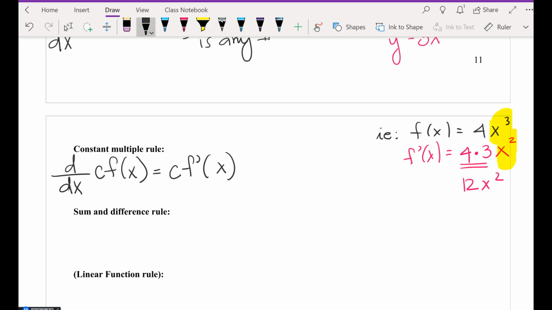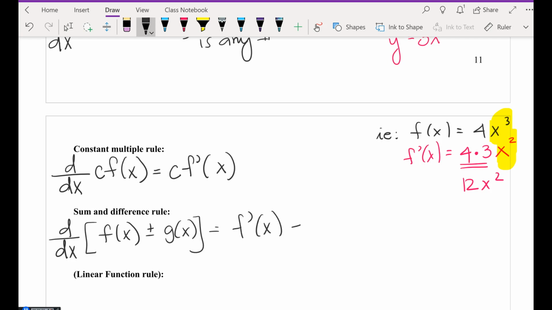Okay. Next, sum and difference. d over dx, if you have two functions, f of x plus or minus g of x, you can take them independently. It becomes f prime of x plus or minus g prime of x.